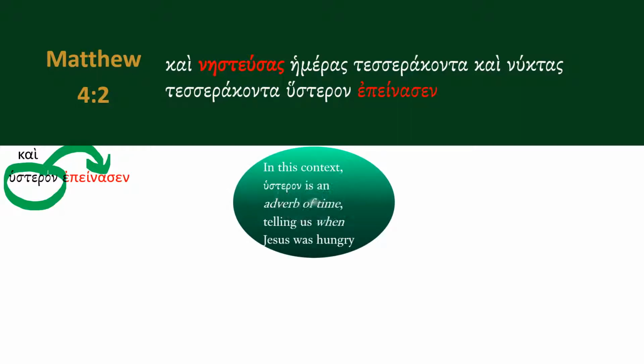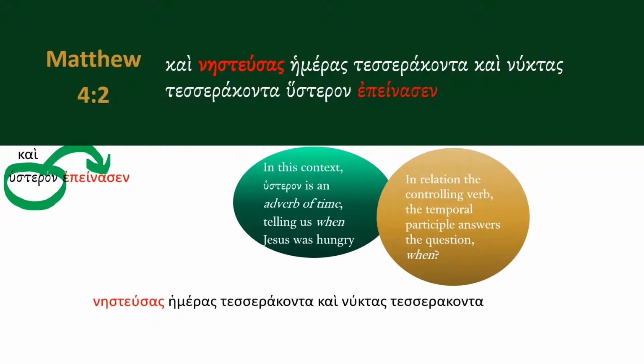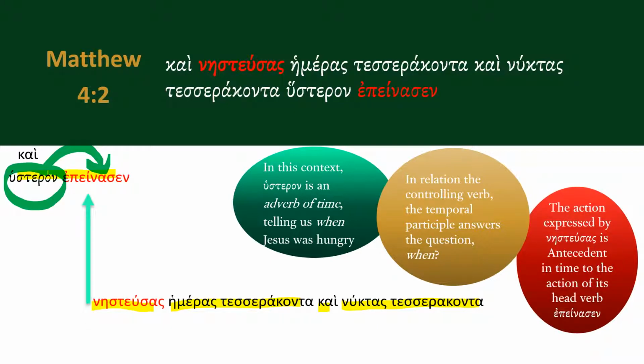The main verb is then developed by an anarthrous participle phrase, nēsteusas hēmeras tesserakonta kai nuktas tesserakonta. Translation: After he fasted 40 days and 40 nights, he then became hungry. What we see here is that the action described by the participle nēsteusas is mainly directed towards the verb epeinasen, so it's an adverbial participle.